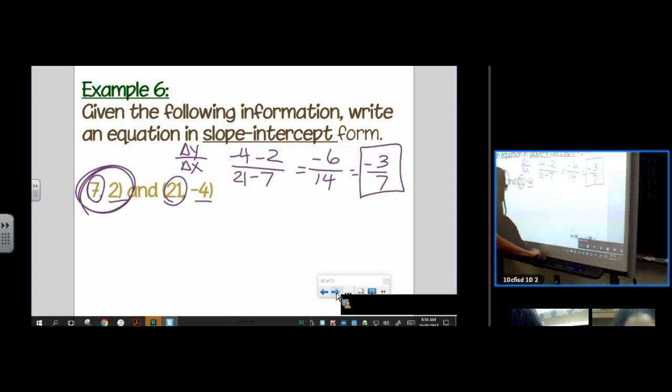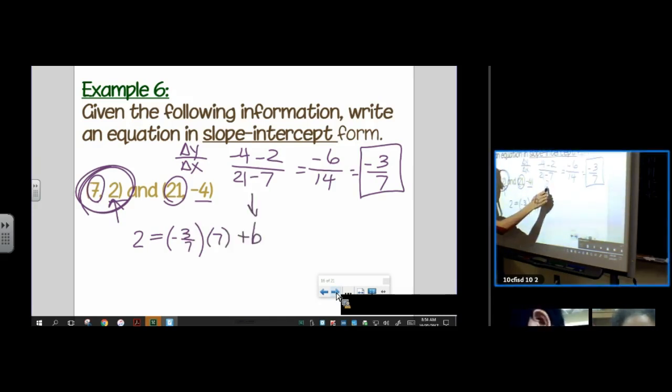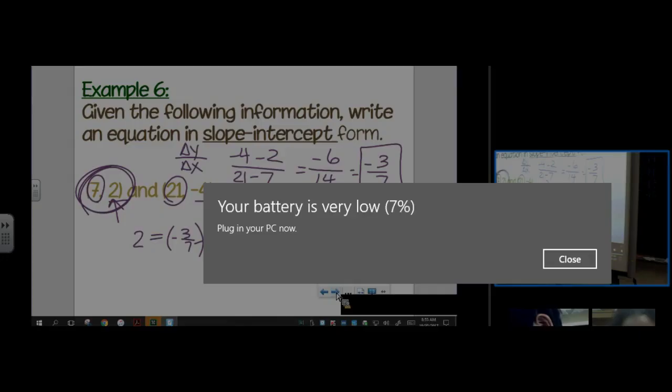So I'm going to do y equals mx plus b. My y is 2. My m is pretty ugly, -3/7. Here's my x, y equals mx. We don't know b. We're trying to find b. Oh, thank goodness. Look at that. My 7's cancel. This is pretty. 2 equals -3 plus b.